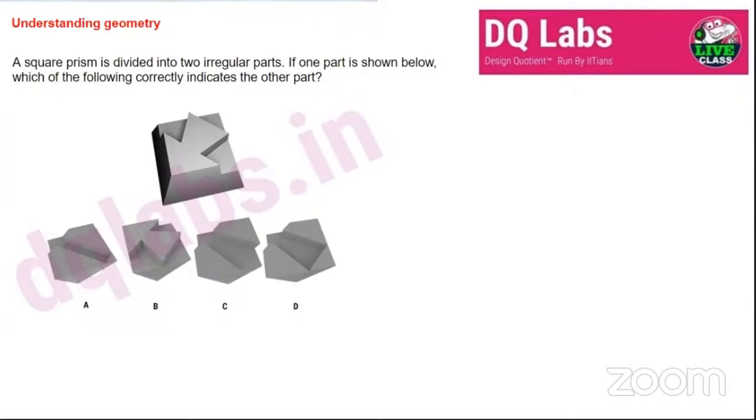Option A, B, C, D. Oh, I'm so sorry. I think there's an error in the question. It should be a square. Oh, yeah, it's prism. Sorry. Please go ahead.